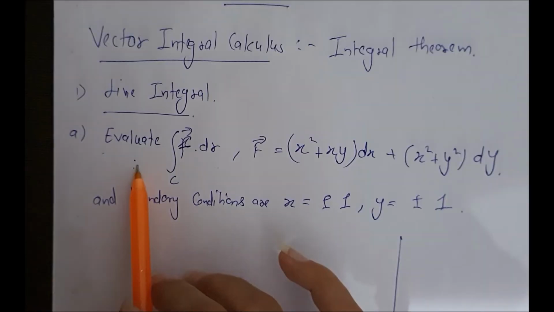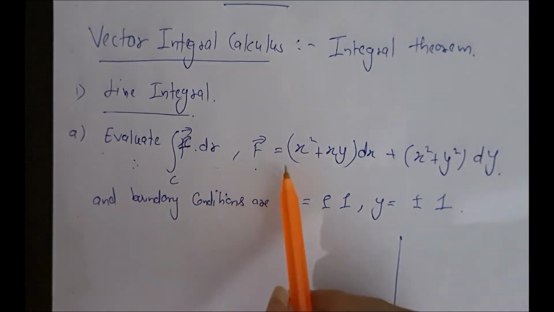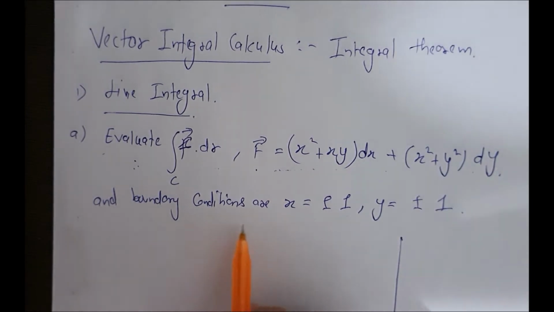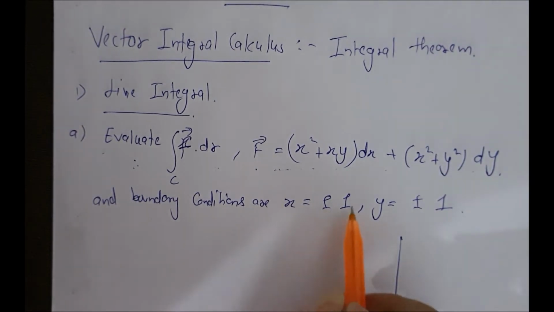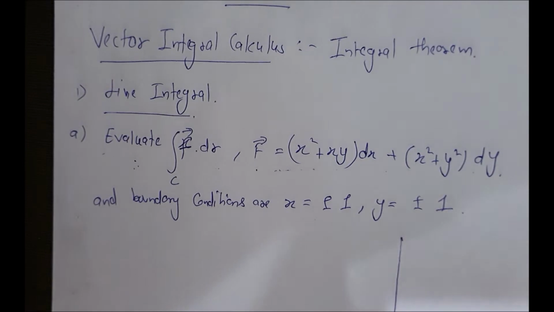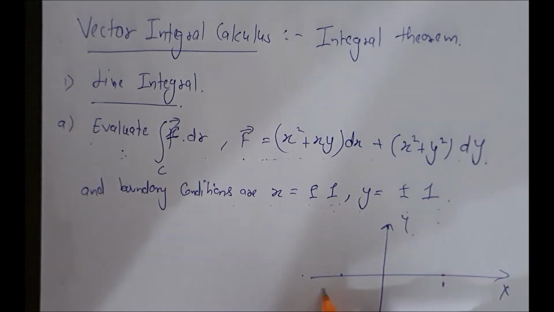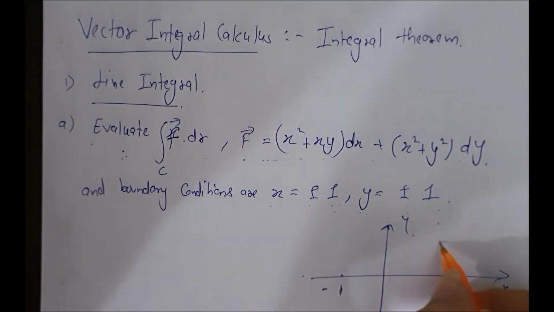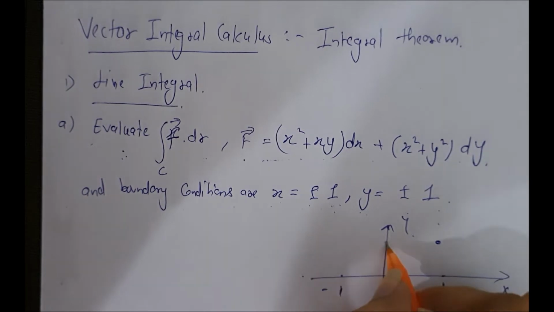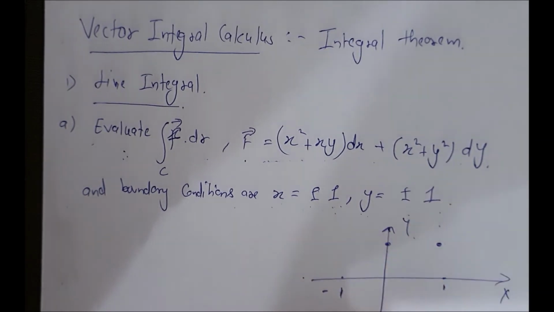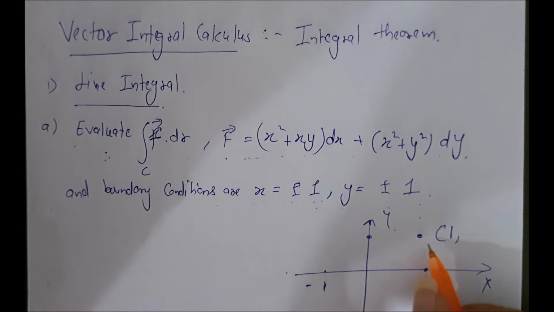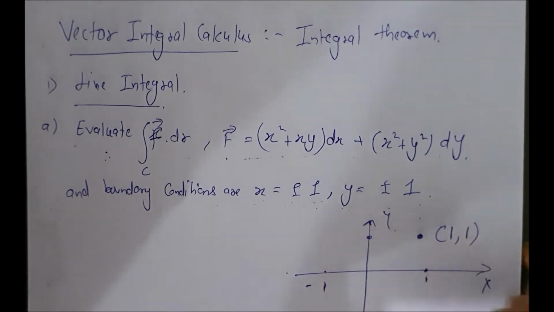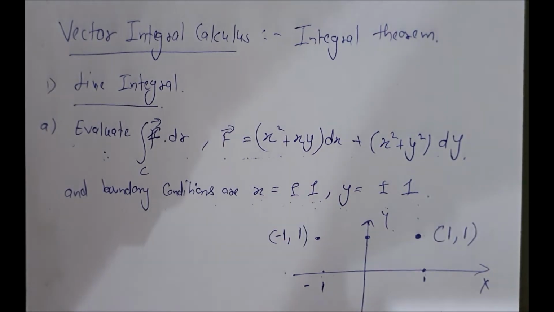So the first example is evaluate ∮F·dr, where F is this and its boundary conditions are given, that is x equals plus minus 1 and y equals plus minus 1. Here x is equal to 1 and here x is equal to minus 1. Here y is equal to 1 and here y is equal to minus 1. So at this point x is 1 and y is 1, and here x is 1 and y is minus 1.